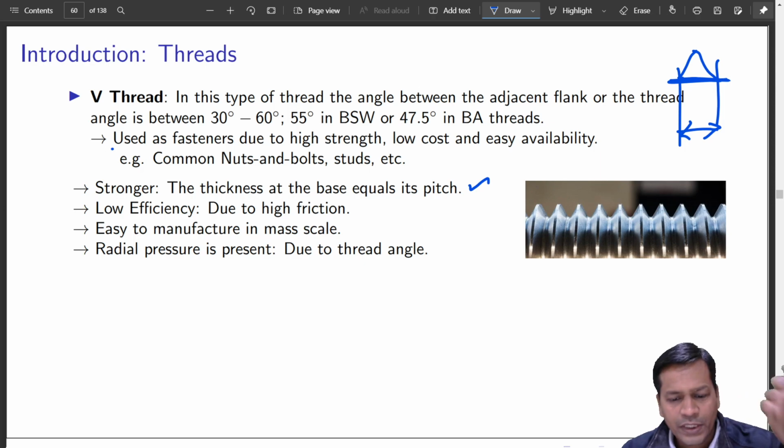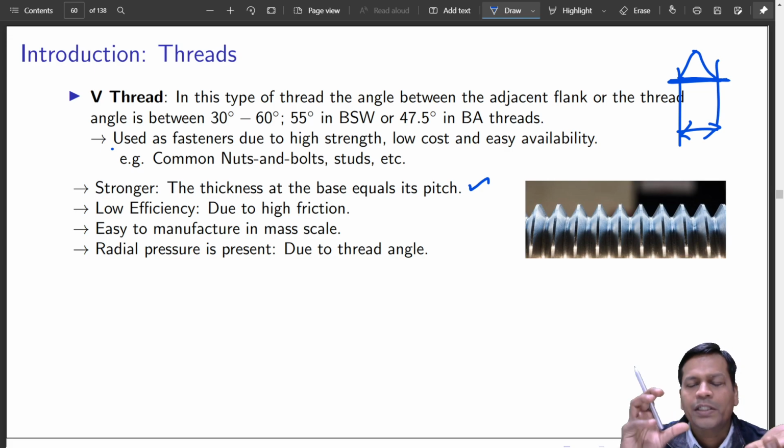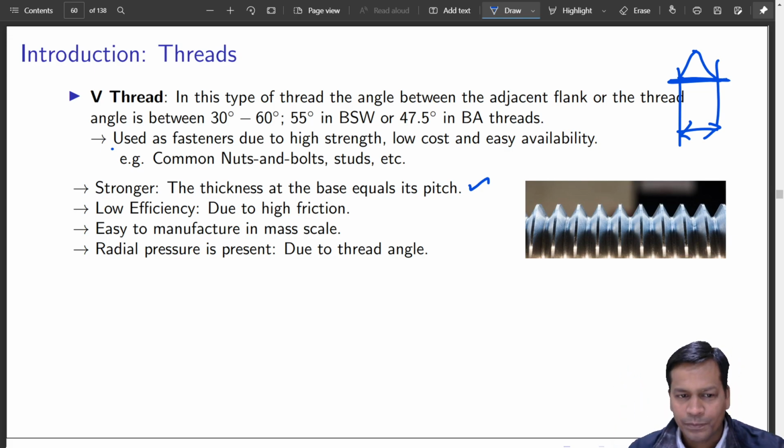It has low efficiency because it has high friction. Friction helps here. Why? You are going to use this as a fastener. Once it is tightened, you don't want it to open up automatically, right? That is the reason, and because of that it has high friction, and that is why it cannot unwind so easily. It is easy to manufacture, that is why you find it on a mass scale everywhere.